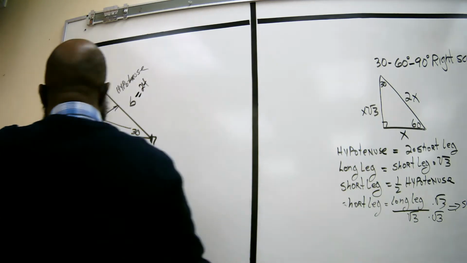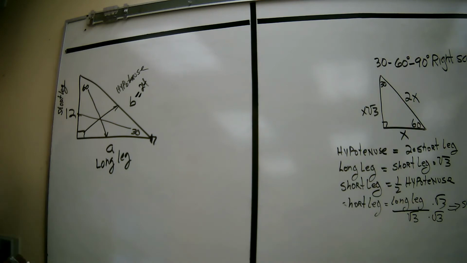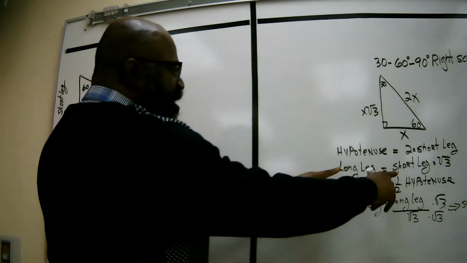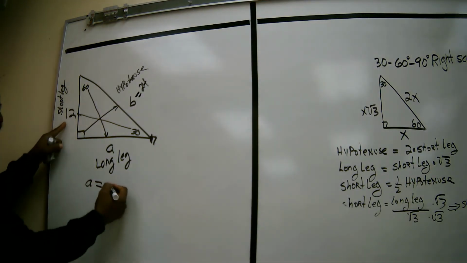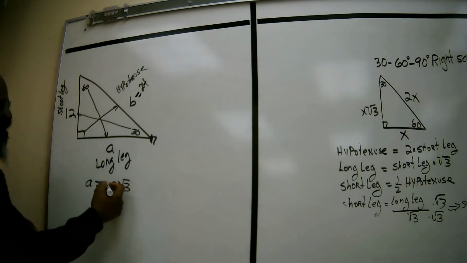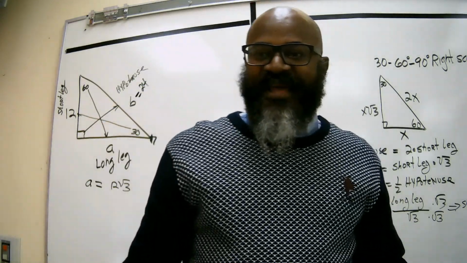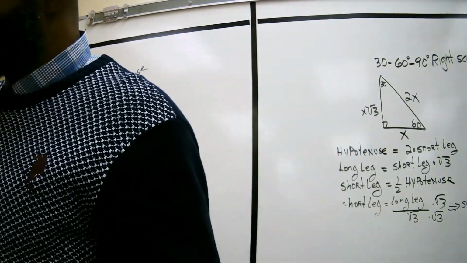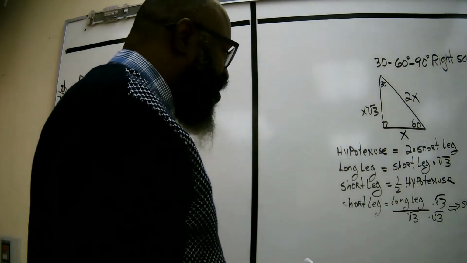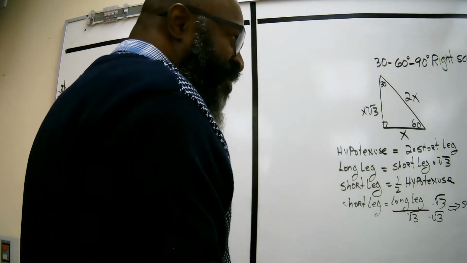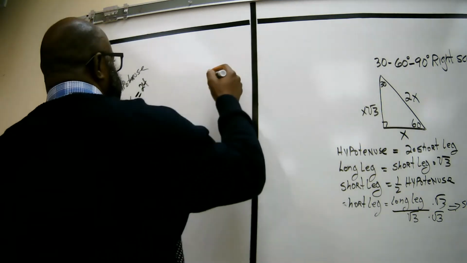Now, if I know the short leg, I can find the long leg. The relationship was whatever the short leg is multiplied by square root of 3, that will give you the long leg. Then the long leg, which is A, is short leg 12 times square root of 3, then I'm done. You're done with this problem. That's the way it works. So whatever the short leg is multiplied by 2, you get the hypotenuse, and whatever the short leg is multiplied by square root of 3, you get the long leg. Alright, we have another one.